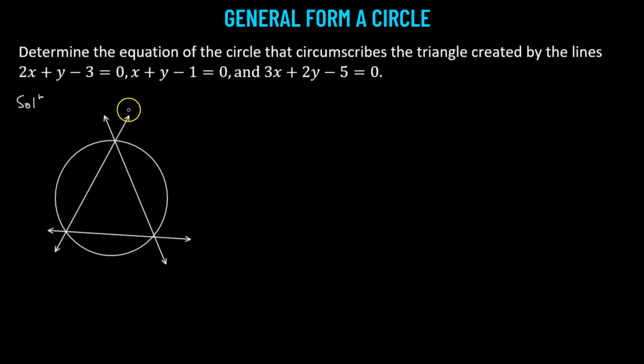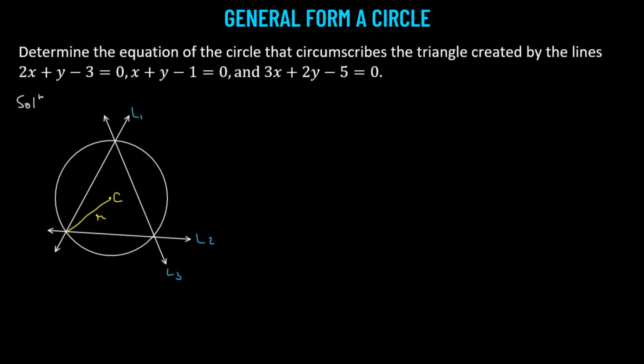The three lines are intersecting with each other in such a way that they produce a triangle, and the triangle's vertices lie on the circle. Our goal will be to determine the equation of the circle. To begin with, we'll name the three lines. Let's call it line L1, then we have line L2 and line L3.